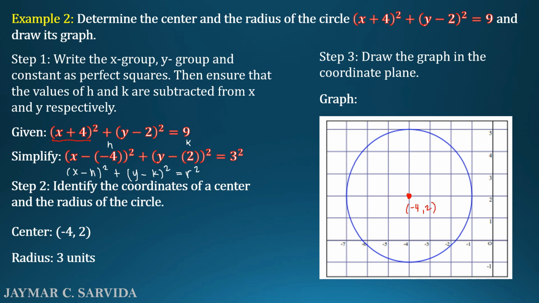Then identify the radius. Ang radius ay 3 units. So from the center, magbilang ka lang ng 3 units pataas. From the center, 1, 2, 3. Ayan. Then 3 units papunta naman sa baba. 1, 2, 3. Then 3 units papunta sa kanan, 1, 2, 3. At 3 units papunta sa kaliwa from the origin.